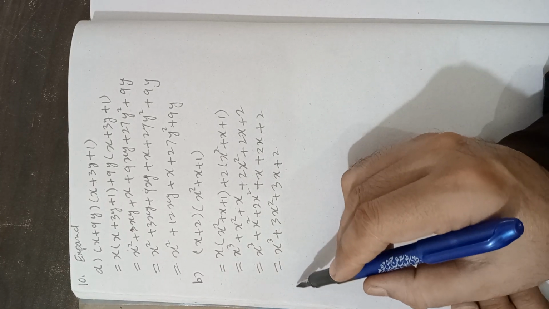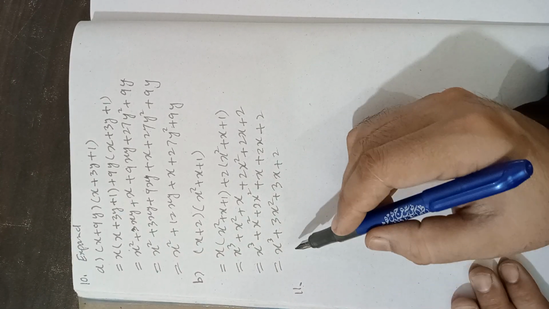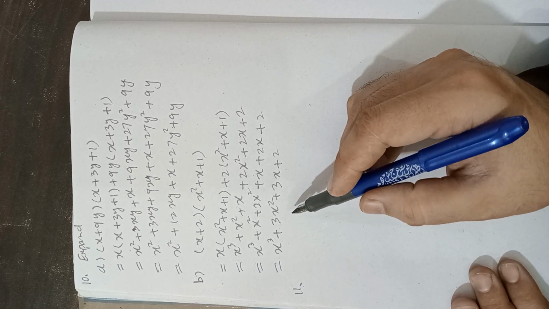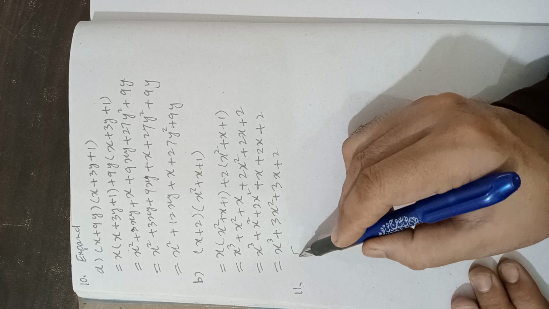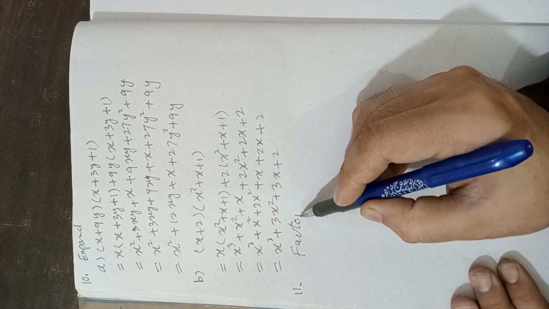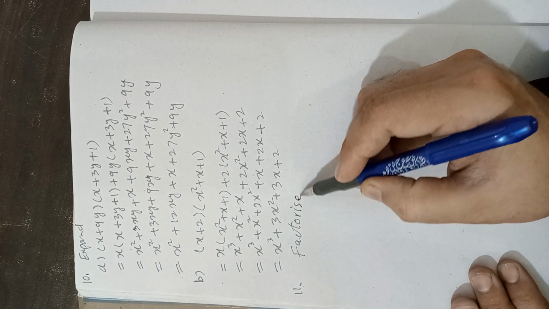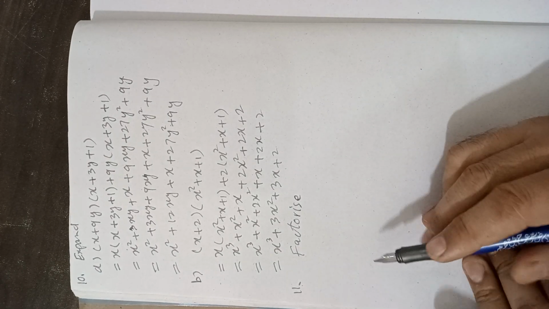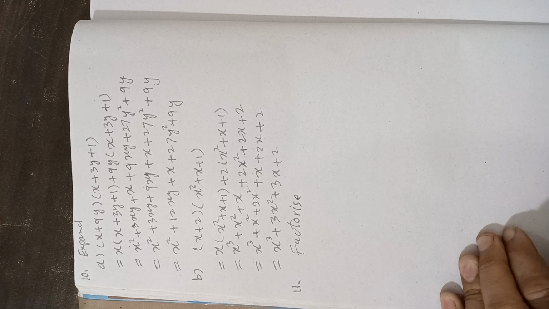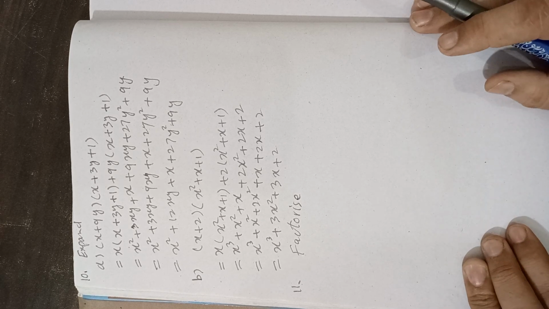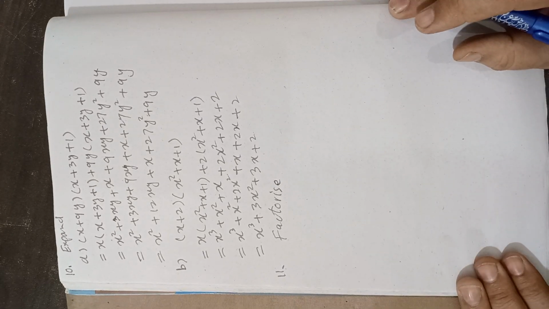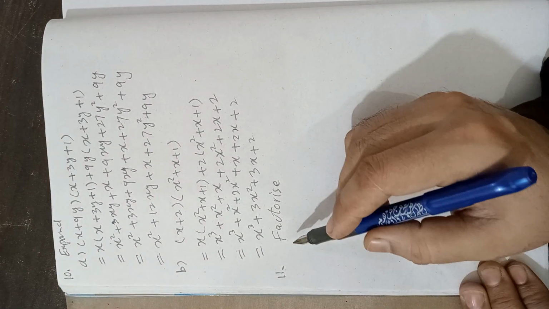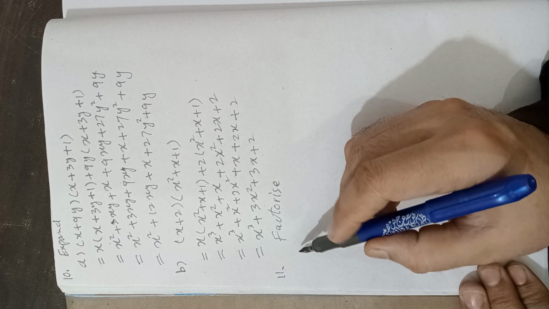Then there is question number 11. Factorize each of the following. That is, to factorize, you should know that factorize and expand, these are opposite to each other. While we are required to expand, we should remove all the brackets, and when we are asked to factorize, we should use the brackets. For factorization we should use the bracket.